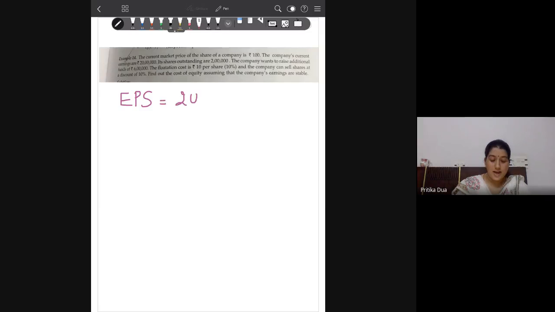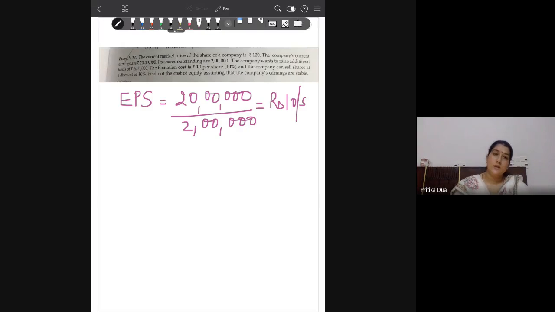If 20 lakh is the total earning and shares outstanding are 2 lakh, then the earning per share is rupees 10. Okay, and the formula for cost of equity is EPS upon NPS, earning per share divided by the market price per share.